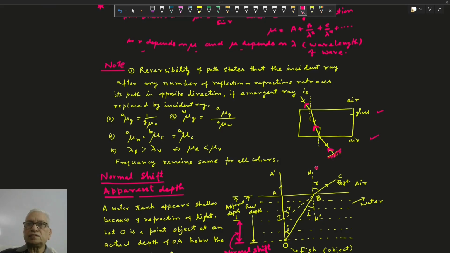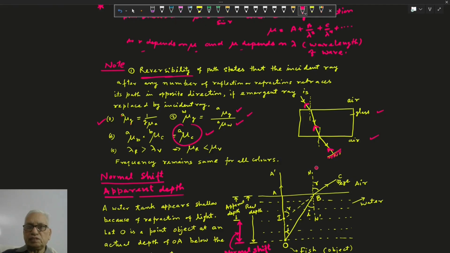This is called reversibility. Here in reversibility, the refractive index in relative terms, mu of glass with respect to air, is the reciprocal of air with respect to glass. Mu of glass with respect to water can be written as mu of glass upon mu of water, with respect to vacuum or air. If we multiply, suppose there are three media A, B, C: mu of B with respect to A, mu of C with respect to B, then the middle will cancel out, leaving the first and the last.